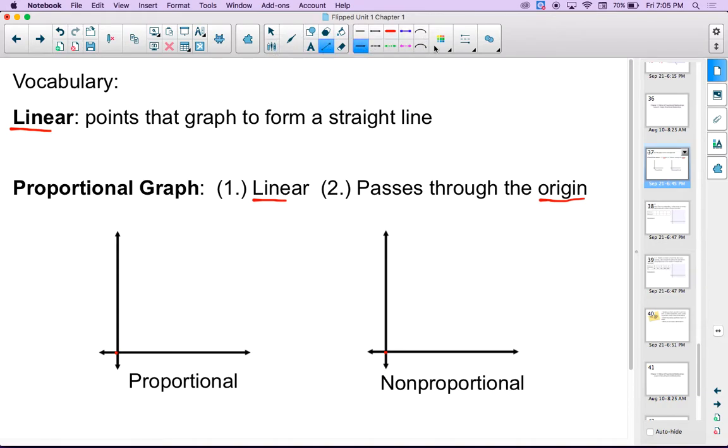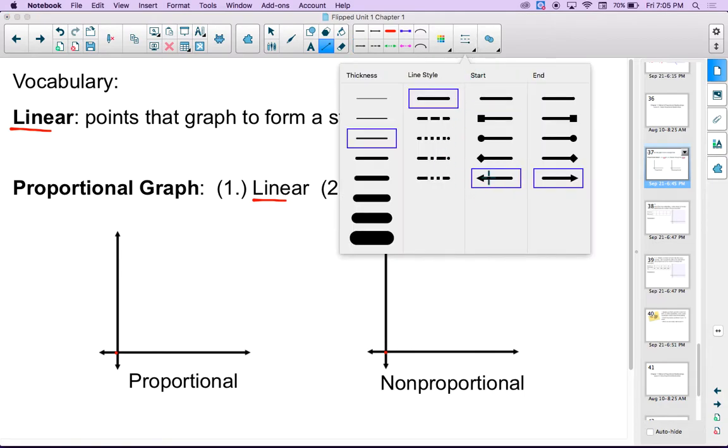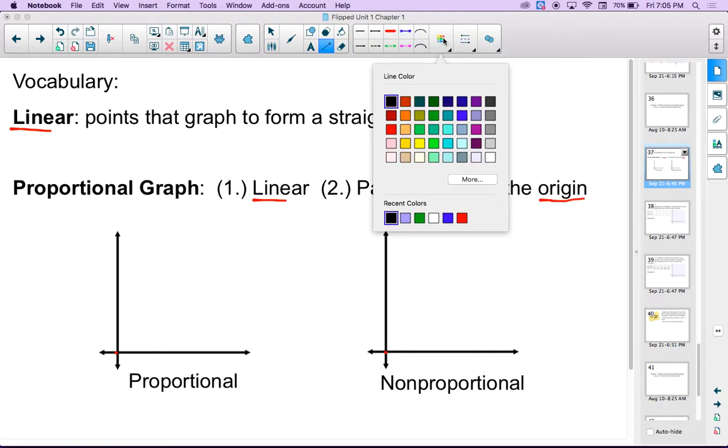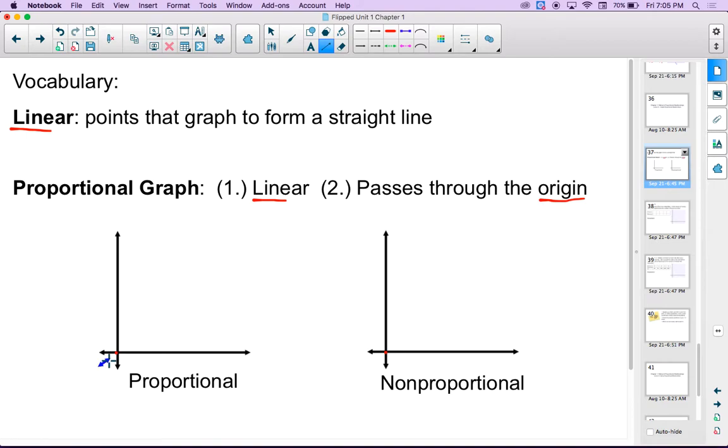So for our proportional example, I'm going to use my line tool here. That'll make me the straightest line possible. A proportional graph, remember, has to pass through the origin and it has to be a beautiful straight line. So if we graph a relationship and we get a picture like this, then we can say that relationship is proportional. Please fill that in on your notes on page 6.